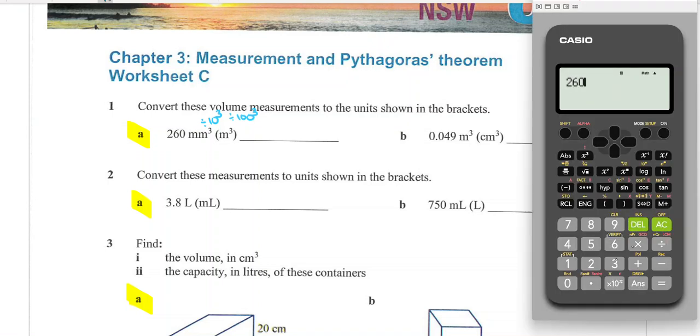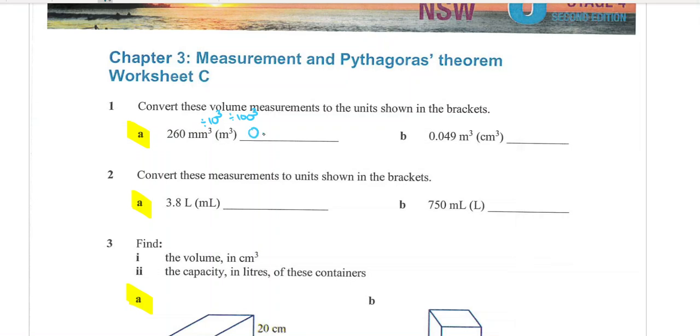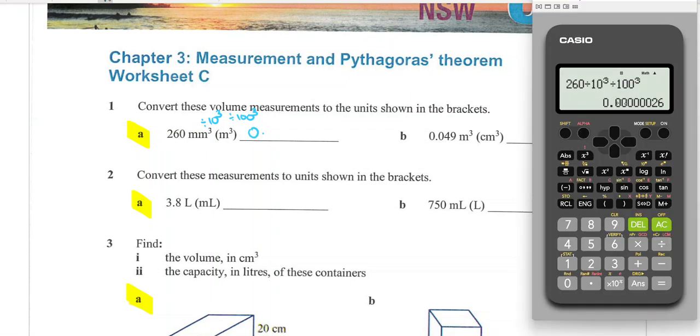So 260. Ooh. No, practice what you're doing until you know what you're doing. So that's a tiny number. How many zeros did that have? 1, 2, 3, 4, 5, 6.